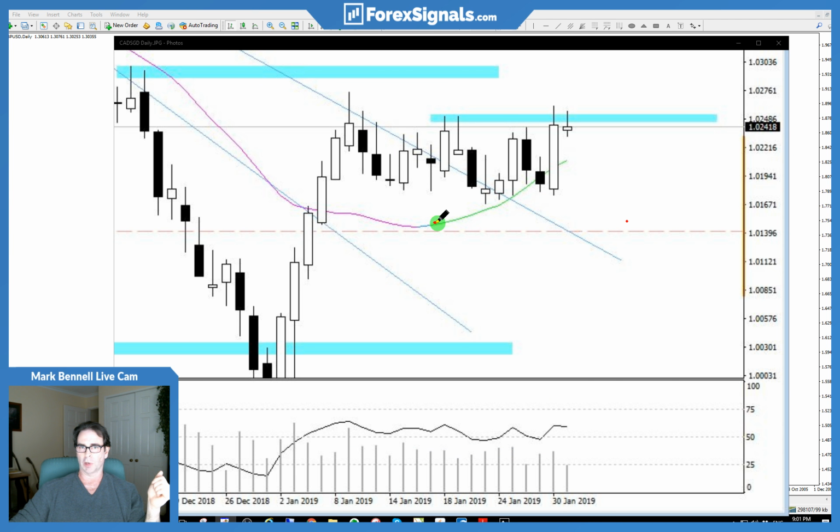So, here's the 20 period. Look at this. Beautiful. So, all we need now is a few days in here to give us our handle, or our cup with handle. That's it. Right? So look at the context of this. Look at what's driving it. Beautiful.